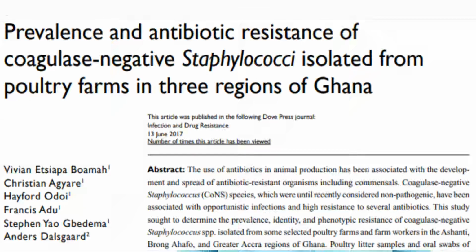This one was published in 2017, and it investigated the prevalence and antibiotic resistance of staphylococci isolated from poultry farms in 3 regions in Ghana. Staphylococci is a type of bacteria. Staphylococcus is used to refer to one, and staphylococci when referring to many.